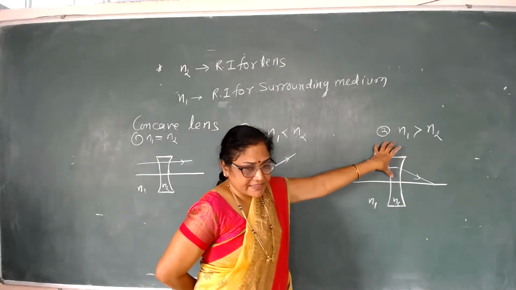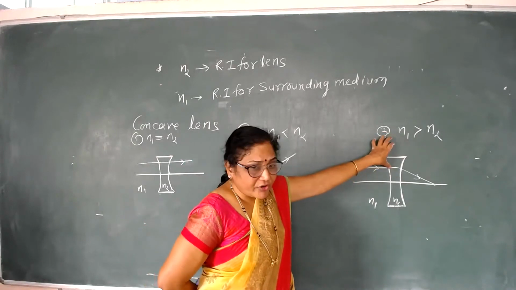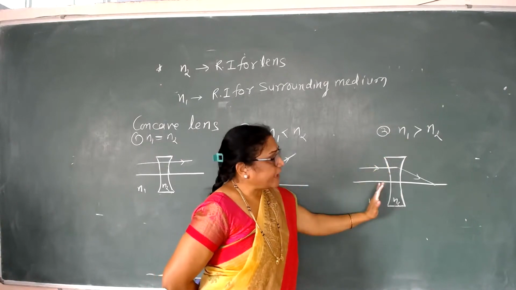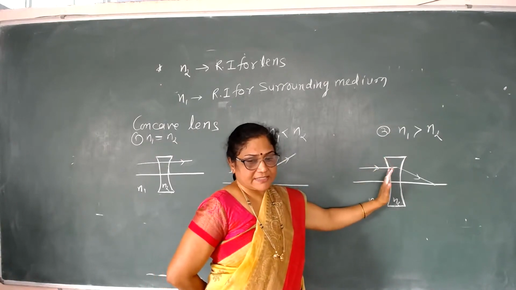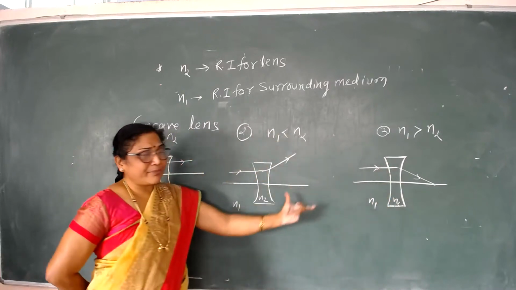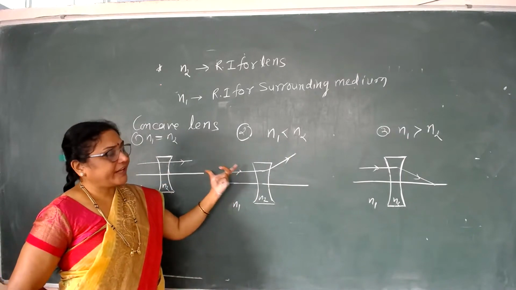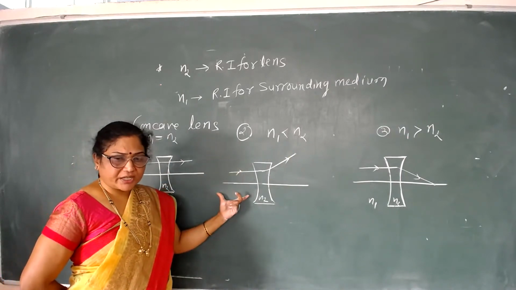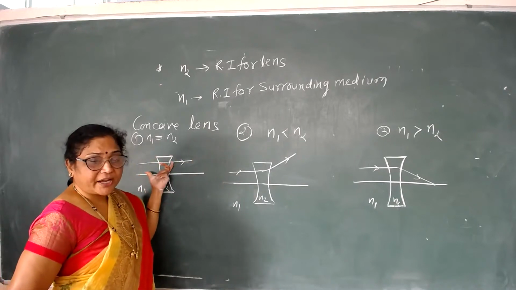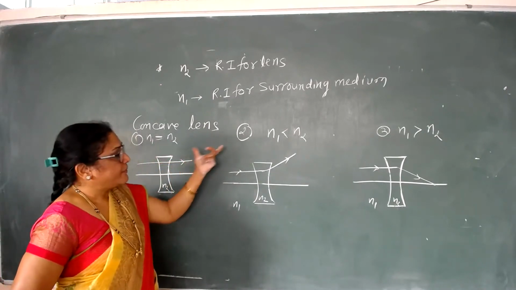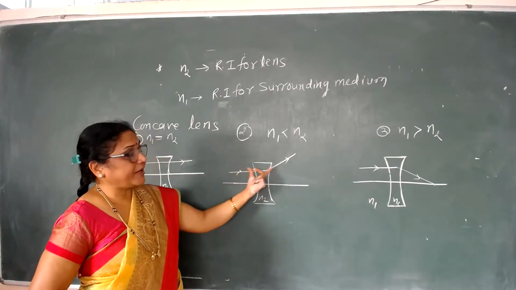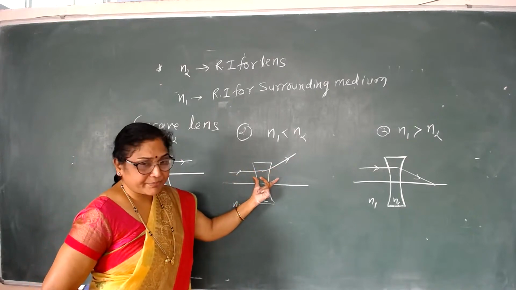So when the concave lens is placed in a surrounding medium of higher refractive index, at that time it works as a convex lens. So these are the main three figures to draw the ray diagrams or to solve numericals. When the surrounding medium is the same, the ray of light passes undeviated. But when the surrounding medium is rarer, it is a divergent ray, the ray of light is bent away from the principal axis.